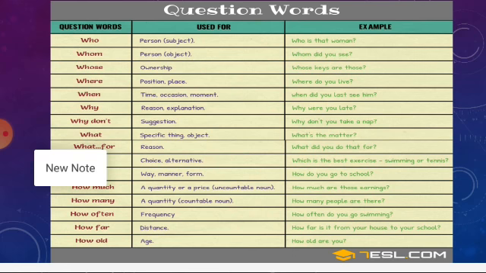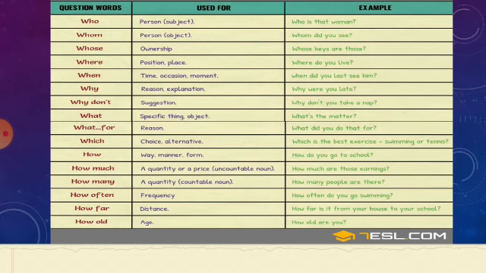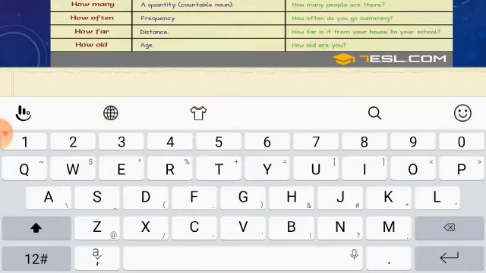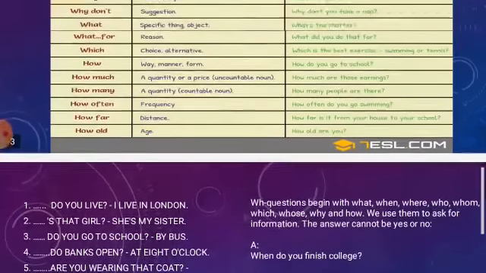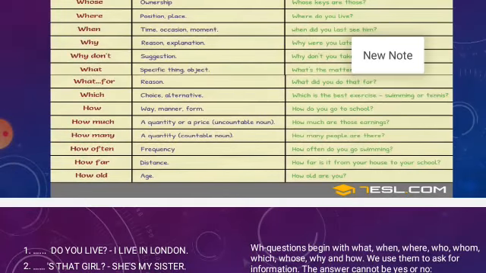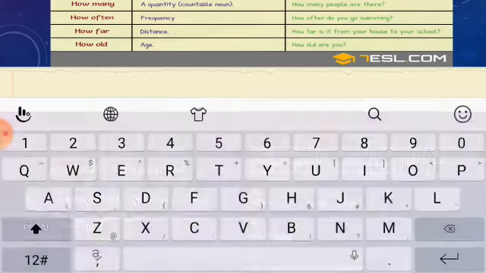Next, how much? How much? Sorry. How much?